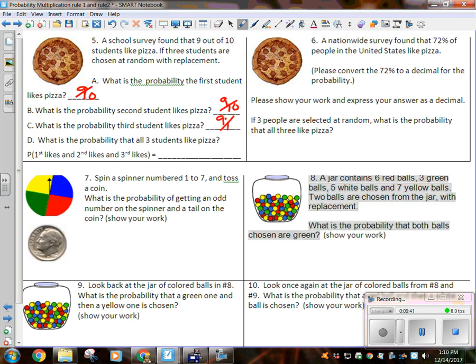9 out of 10. What's the probability that all 3 students like pizza? 1 and 2 and 3. 9 out of 10 times what? What's 9 cubed? 9 cubed is 729 out of 1,000. Does that reduce? I don't think it does.